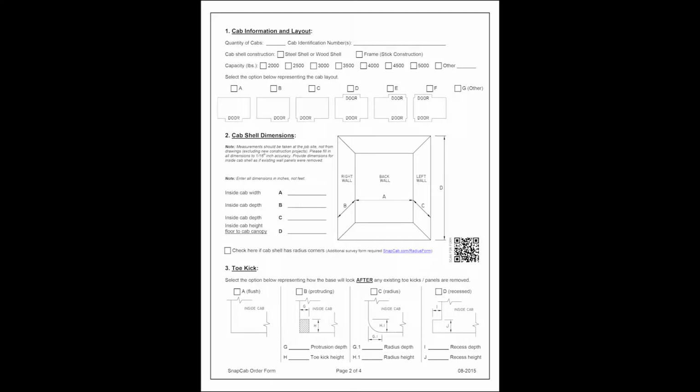Fill out a separate order form for each cab that is different. If there are multiple elevators for your project, you may use one form for those cabs that are identical. For cabs that may seem identical, measure each cab to ensure all dimensions are alike.